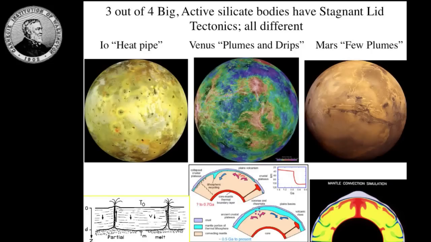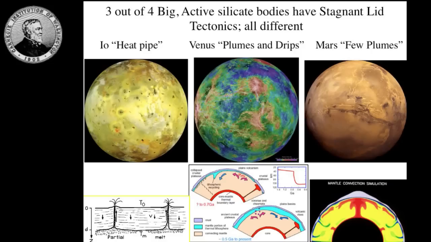What seems to be happening is magma's coming up, erupting, and then there is a crust and there's a partial melt zone down there that this crust keeps sinking into and getting reworked. And so that's one style of stagnant lid, sort of heat pipe stagnant lid. And Venus seems to be sort of plumes and drips. So you've got regions where you've got mantle plumes, maybe that's one.